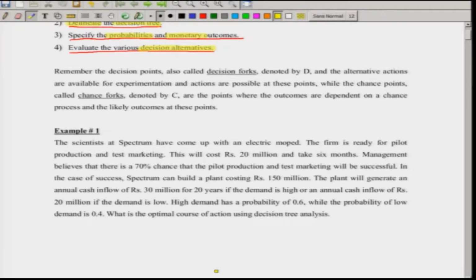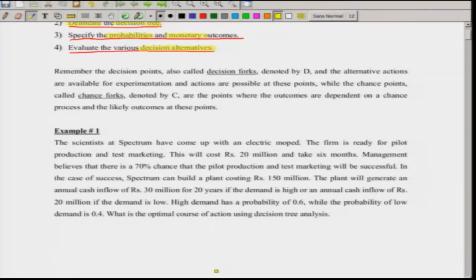And if the demand is low, the annual inflow of cash would be 20 million, and we are considering that the time period is 20 years. So, 30 million for 20 years, 20 million for 20 years, but obviously there would be many very simplistic assumptions which I will slowly relax and tell you the background of how you can solve the problem.